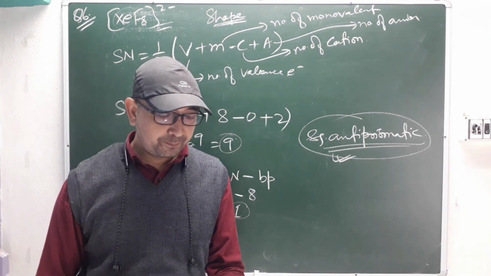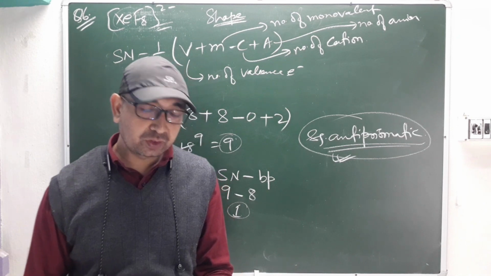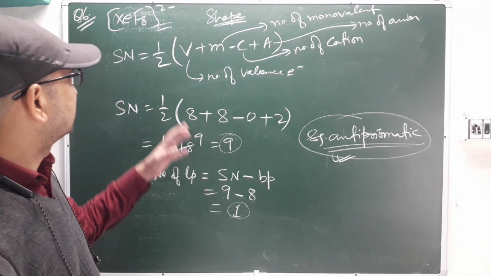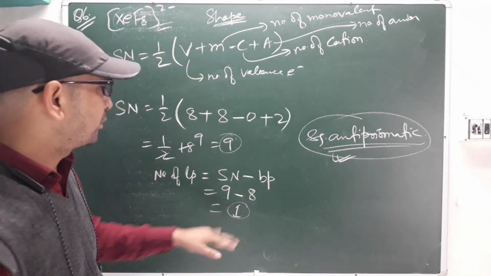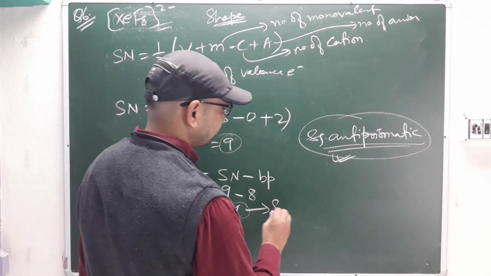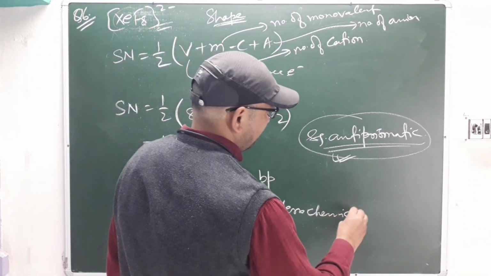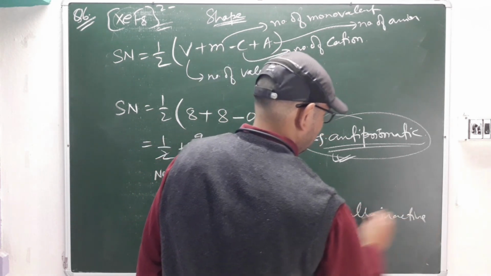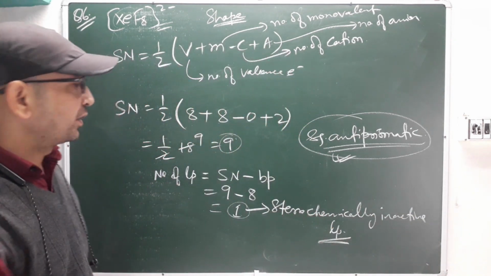Cubic, it won't be. Hexagonal bipyramidal also is not possible. Octagonal is also not possible, because 2 minus is there, right? So one electron will be felt as a lone pair, and this lone pair we call a stereochemically inactive lone pair. Okay, stereochemically inactive lone pair we call it, correct?